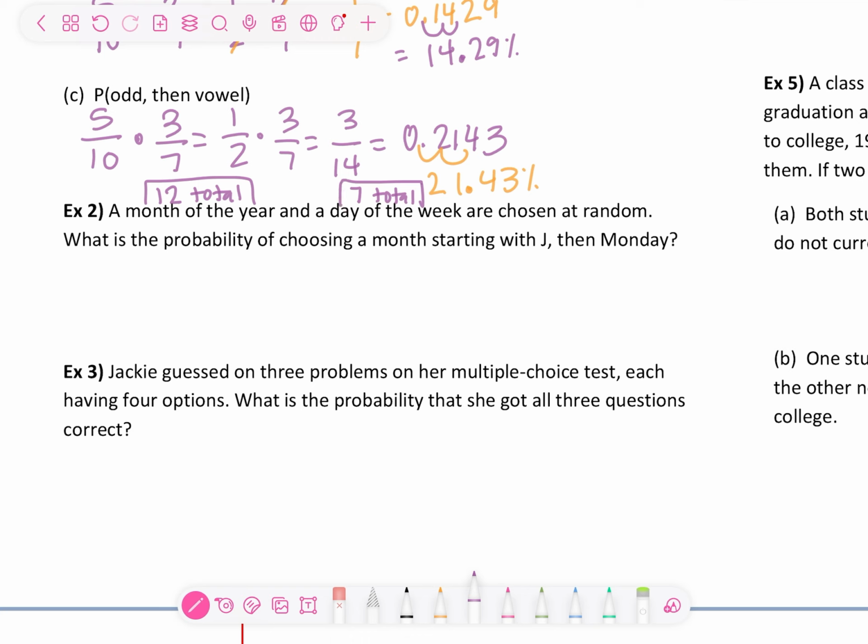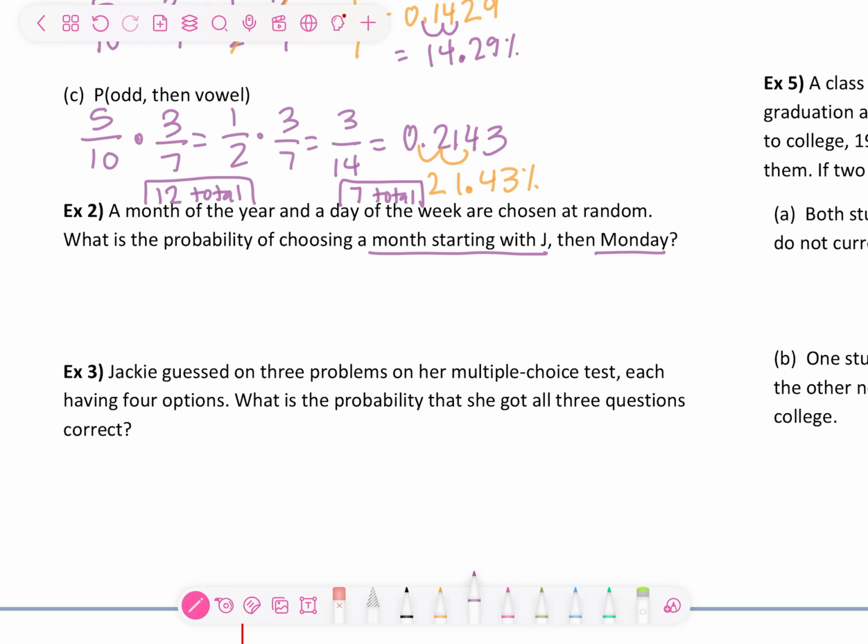Okay, so we have 12 total months in the year, 7 total days of the week. So those are our totals. And it says, what's the probability of choosing a month that starts with J? That's our desired outcome. And then Monday, which is our other desired outcome. These are definitely independent, right? They have nothing to do with one another. If you're just picking them at random, they're not going to affect one another.